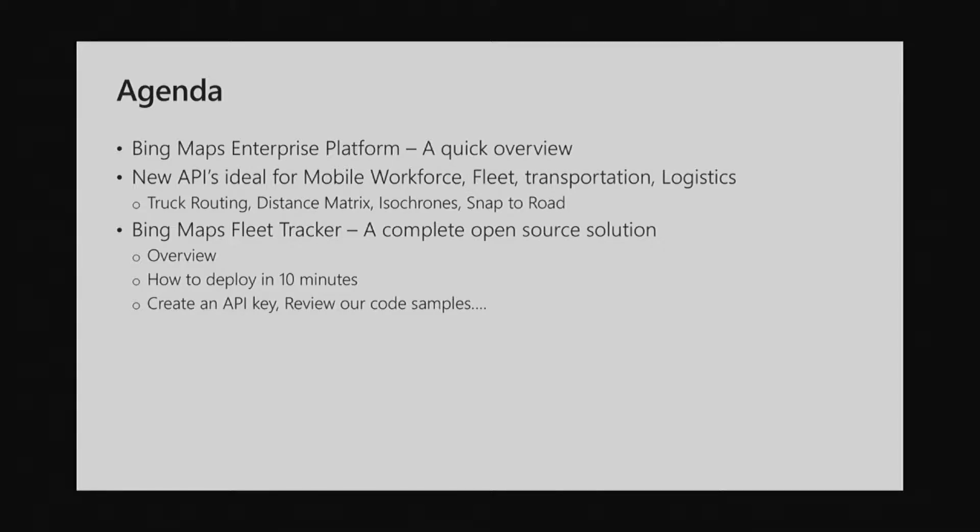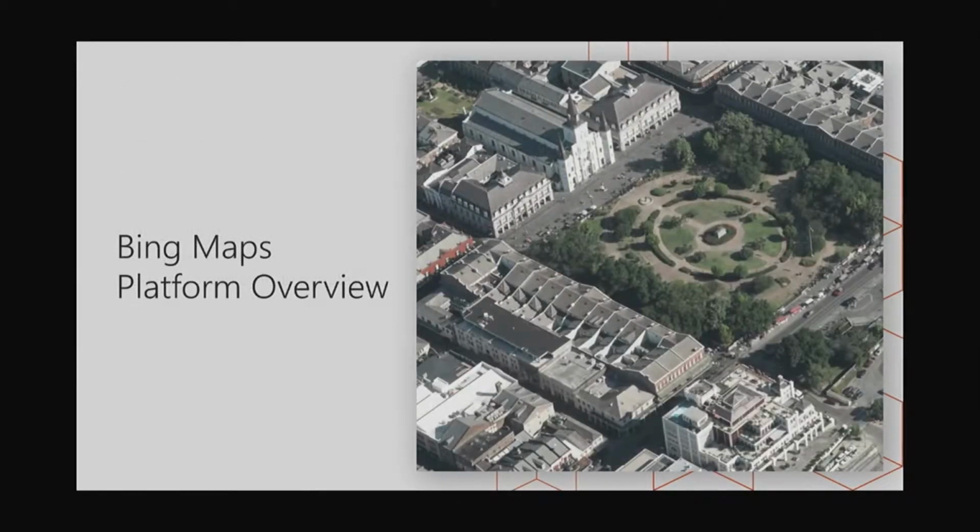Over the last 12 months, since the last Ignite, we've released truck routing, a very powerful distance matrix API, an Isochrone API, which basically calculates your drive time, your area that you can reach in a drive time, and Snap to Road. Then we'll take a look at a solution that we open sourced this year back in January, and it's a complete fleet tracking solution, and that includes mobile clients for iOS and Android, as well as an Azure backend. And I'll show you how you can deploy that and be live, up and running in just 10 minutes with our one-click deployment portal.